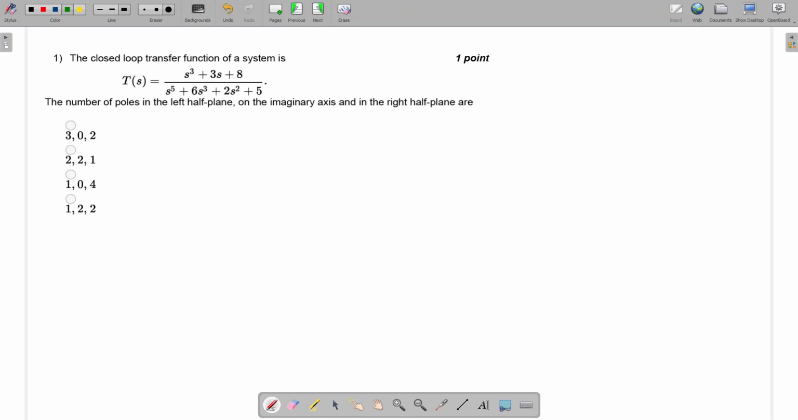It is based on how many sign changes are happening after the auxiliary equation. If after the auxiliary equation, let's say, as I already told, s⁴ is our auxiliary equation.